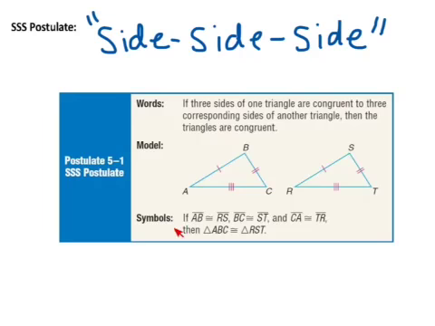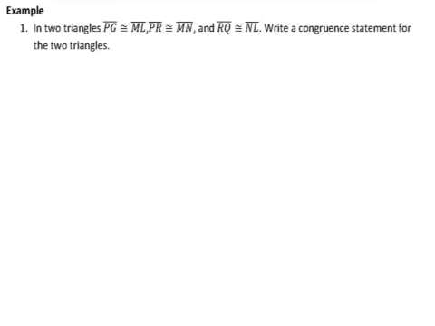Therefore, we can conclude in a mathematical conditional if AB is congruent to RS and BC is congruent to ST, and also that CA is congruent to TR, then we may conclude that the two triangles are congruent. Let's explore this first example.